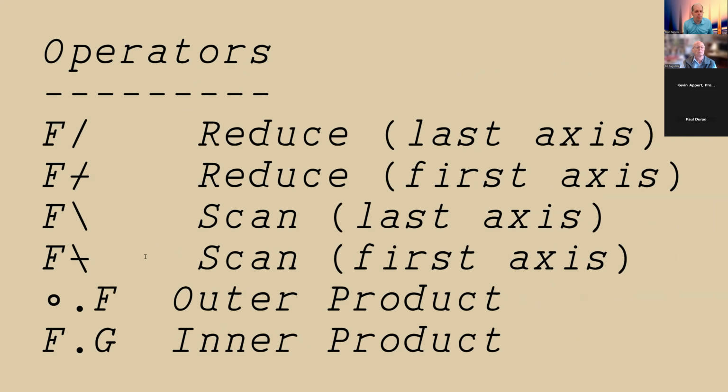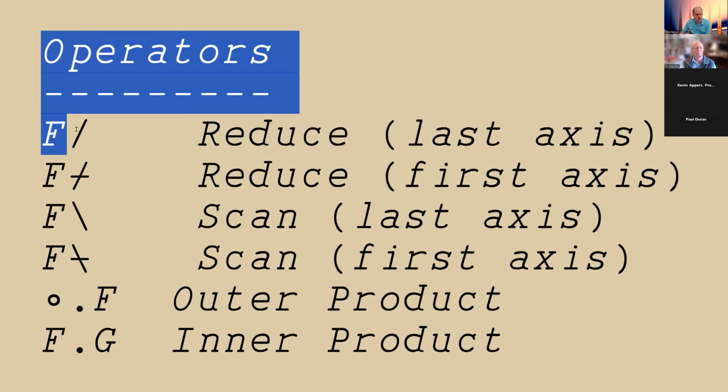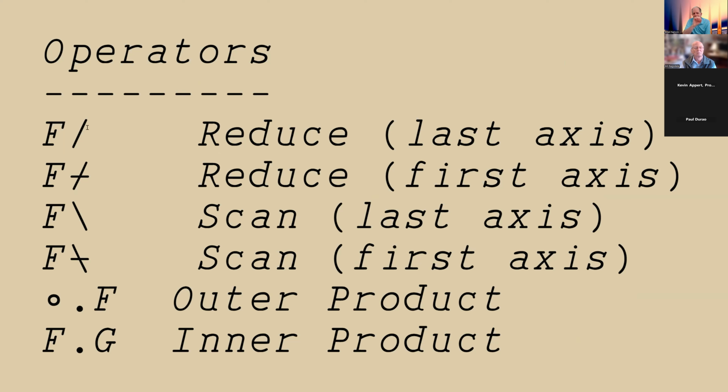And then there are operators that act on these basic symbols, and you can take an operation like a plus, for example, and combine it using a slash to do a reduction. So, for example, to add up all of the values in sequence. And you can do the same thing with this slash with a dash, but along the first axis. And there's a whole debate about whether the first or the last axis is the ideal thing.